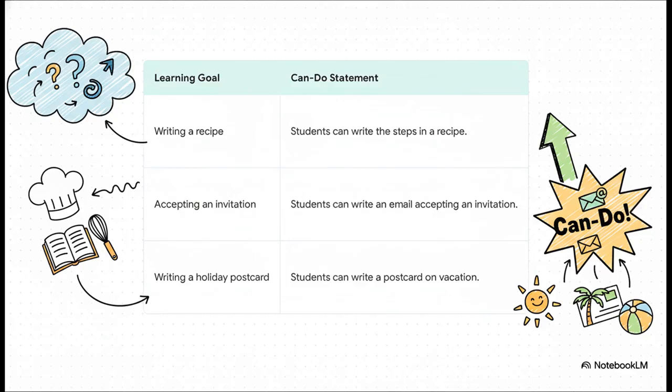And this is where the magic really happens. You take these fuzzy, abstract goals and you turn them into super concrete, real-world actions. An idea like "learn about recipes" becomes a really clear can-do statement: students can write out the steps in a recipe. See the difference? These aren't just stuffy learning objectives. They're useful things you can do with language. They give the whole lesson a real purpose.